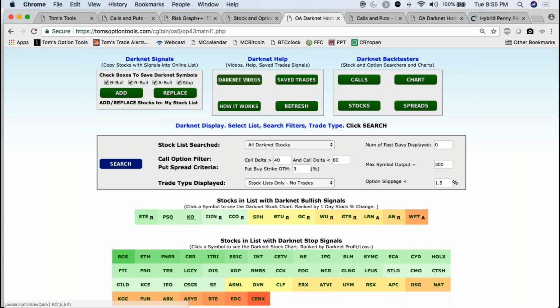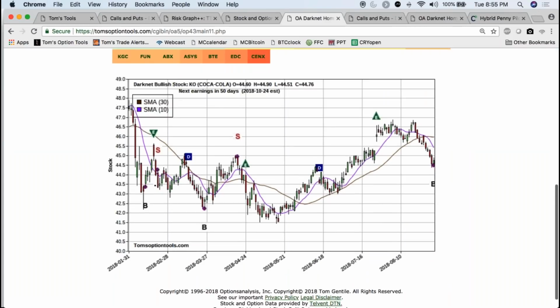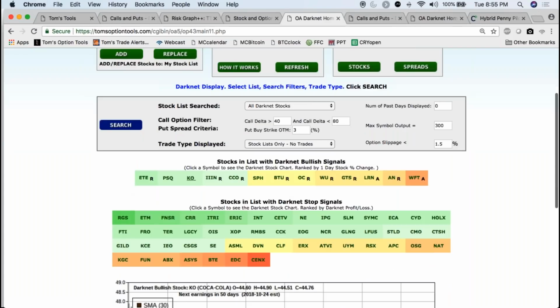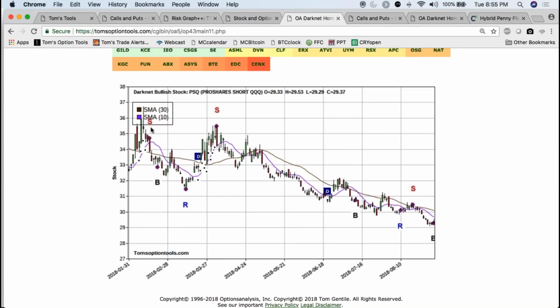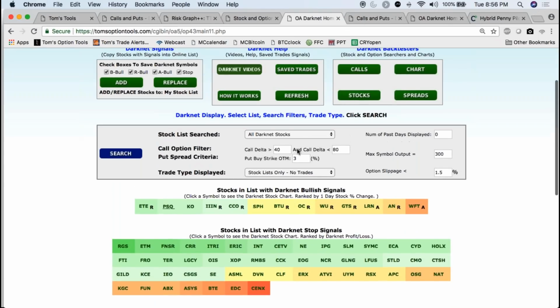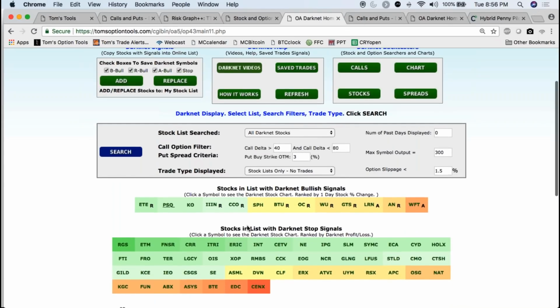If you look at Coke, we looked at Coke already, but I want to share that with you. There's Coca-Cola, there's the buy, all right? What's PSQ? That's ProShares Short, all right? You can see here, buy, rebuy, sell. Well, that was a good one. Buy, rebuy, sell. Looks like the rebuy made money, but the buy didn't, and here's a new buy from here. I'm not a big fan of these ultra shorts, right? Not a fan of ultra shorts, but they're in here.